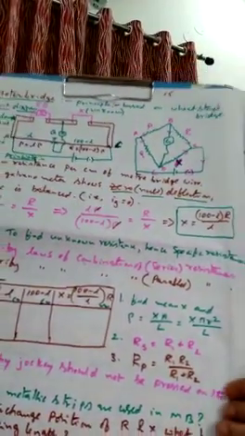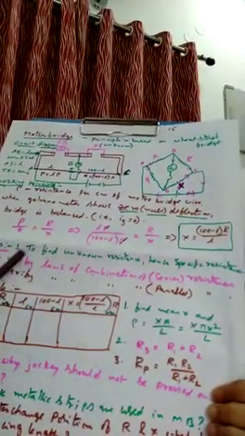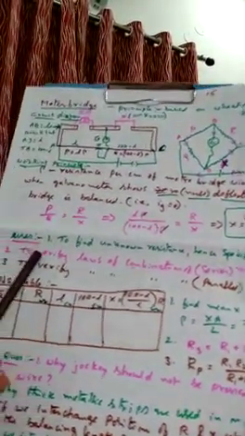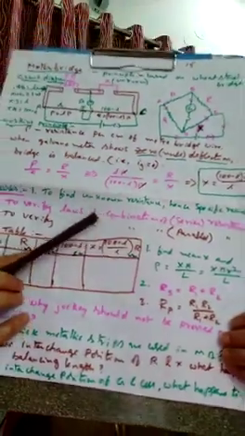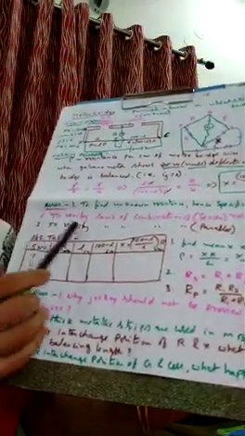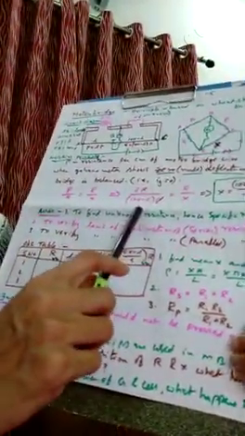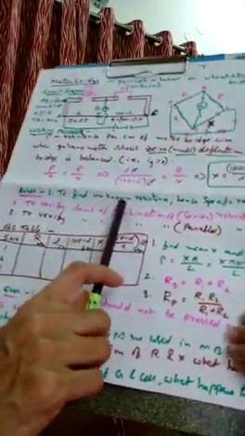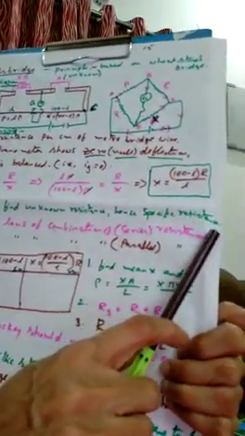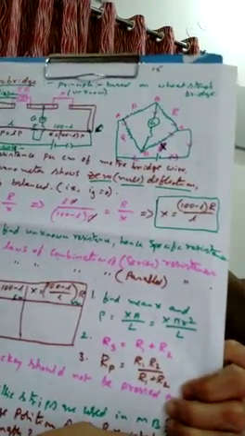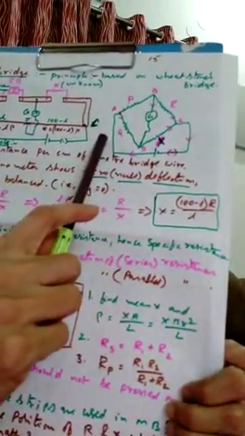Got it? Okay. Now, what are the uses of this meter bridge in practicals? We are using it, very important. There are 3 experiments in our syllabus. What are the uses? The first use is to find unknown resistance, and hence the specific resistance of the given material of the wire. We find out the unknown resistance.